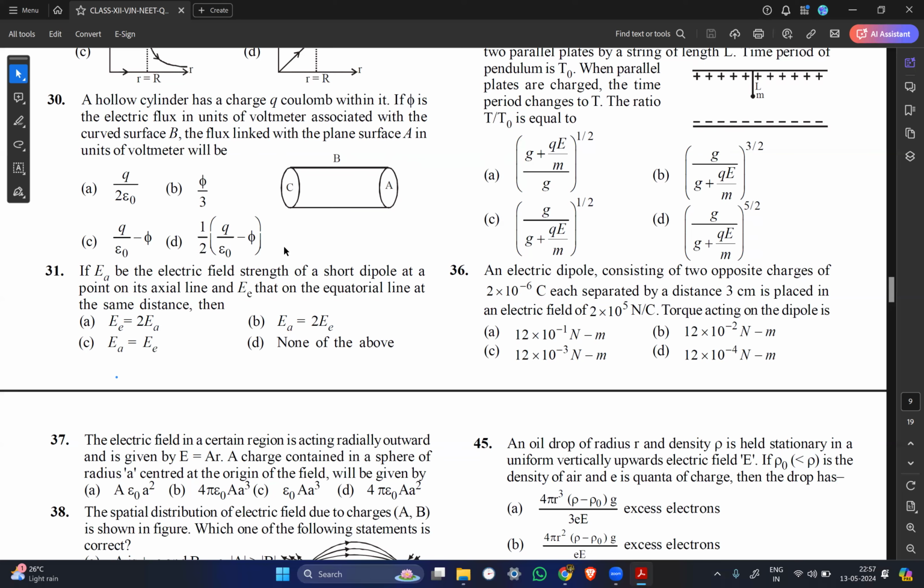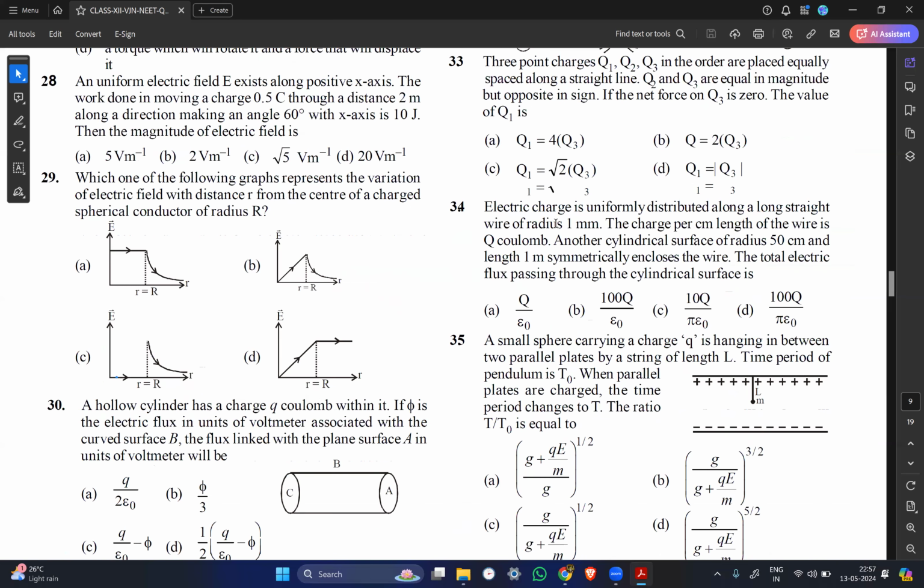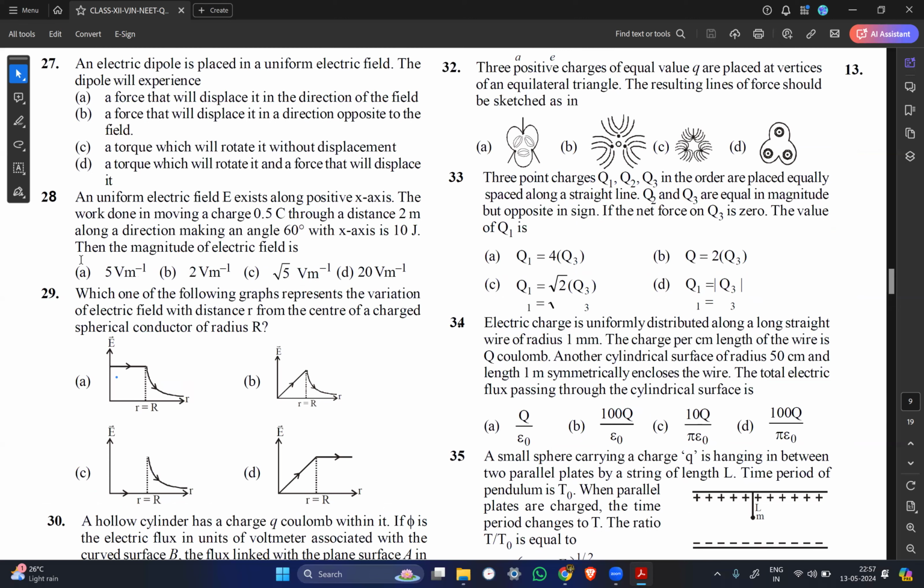And 32. Charges of equal value Q are placed at the vertices of an equilateral triangle. The resulting lines of force should be sketched as seen in. Okay.